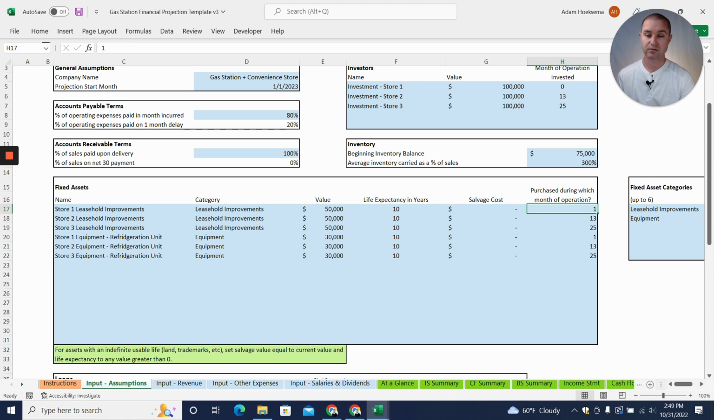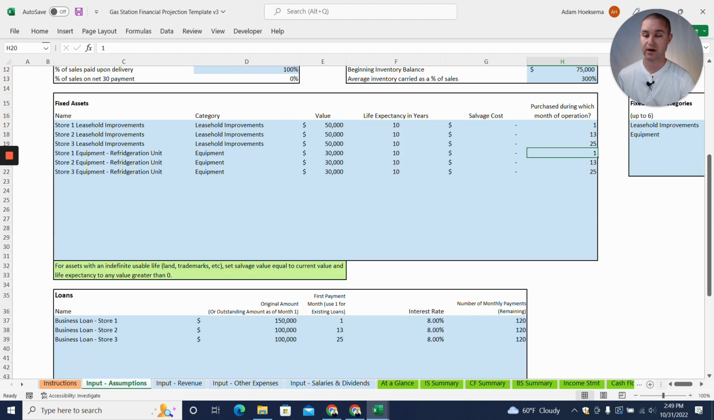You can see that follows that same month 1, 13, and 25. And we're going to put in a $30,000 refrigeration unit in each store in month 1, 13, and 25 as well.